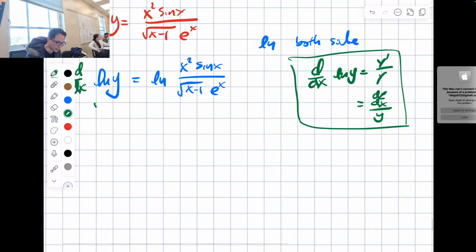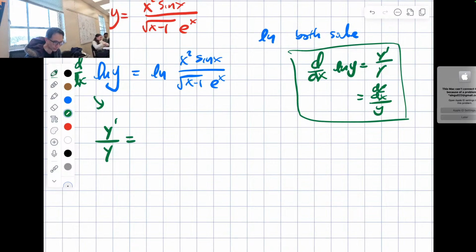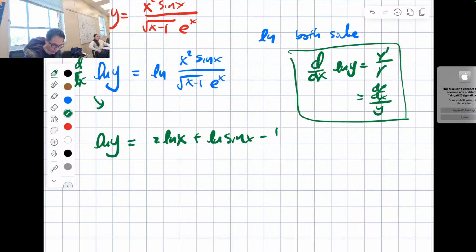So if I take a derivative of this, usually it's u prime over u, right? So in this case it's y prime over y, or dy/dx over y. Now we already know that. So before I do that, I'm just going to simplify all the way first: 2 ln of x plus ln of sine of x minus 1/2 ln of x minus 1, and then minus x. Right? So it's both minus.